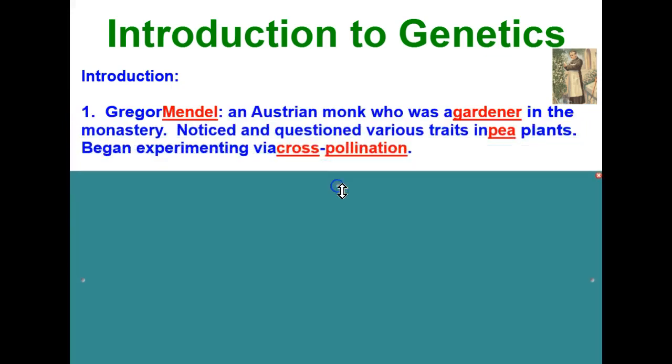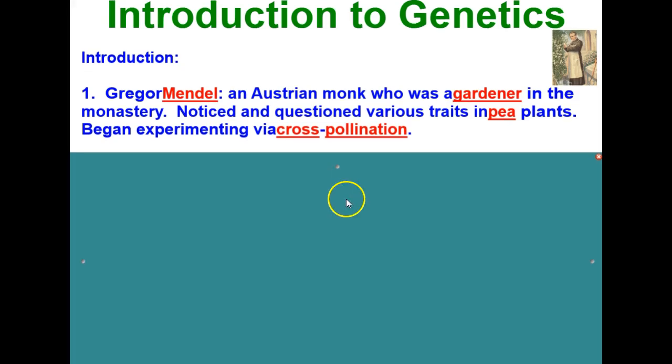Gregor Mendel is known as the father of genetics, and he was an Austrian monk who was a gardener in the monastery. He noticed and questioned various traits in pea plants and began experimenting via cross-pollination. More on that in a moment, on one example of his many experiments that he did with pea plants. But first, some basic genetic terminology.